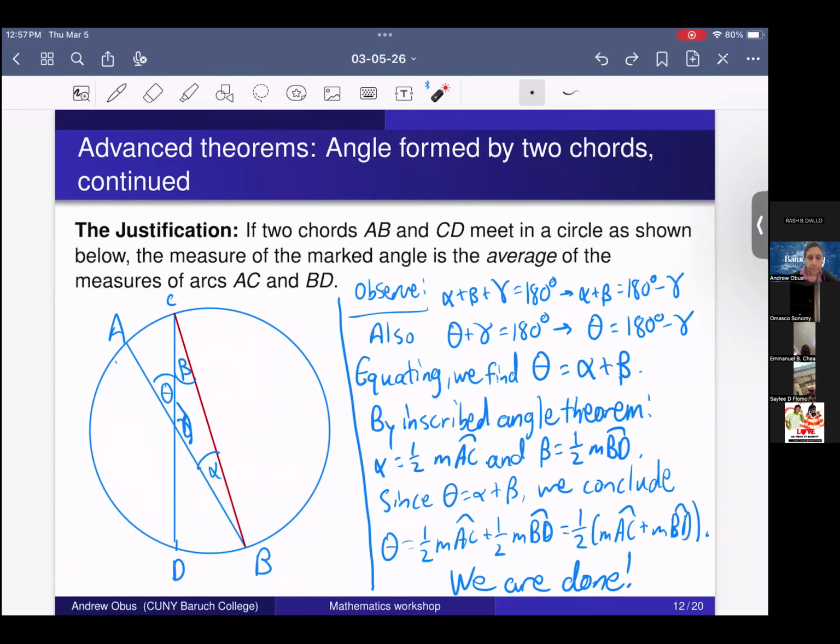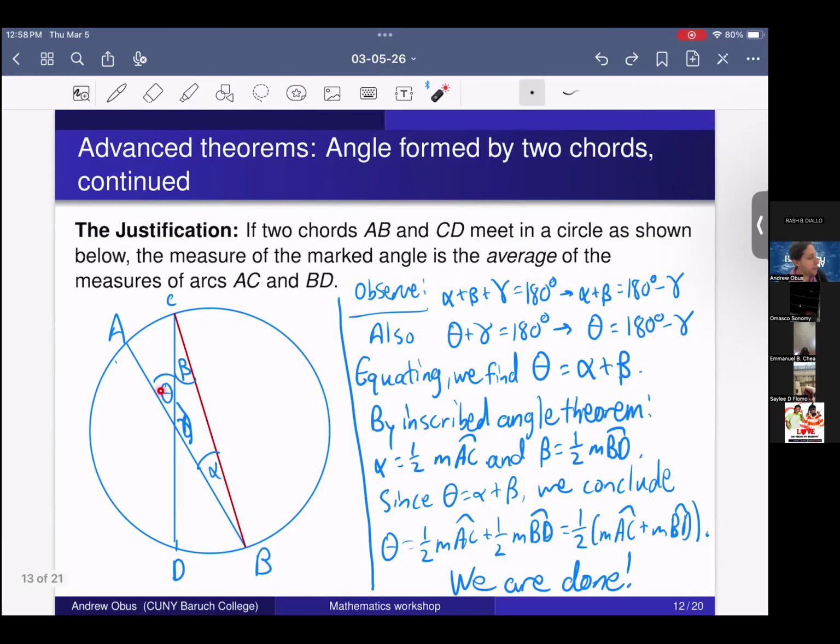So you just made it clear about inscribed angles. But I'm looking at, since theta is equal to alpha plus beta, is that what you have there? Yeah. So here's why. Look at these first two things, right? Alpha, beta, gamma makes a triangle. So they're 180 degrees when you add them all up. And you can rearrange and say that alpha plus beta is 180 minus gamma.